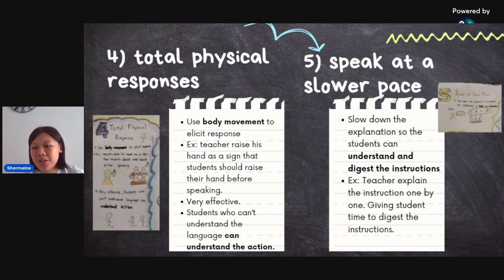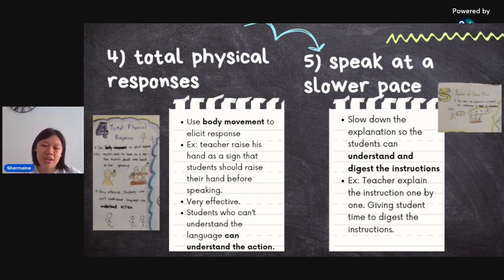So the fifth is speak at a slower pace. Slow down the explanation so the students can understand and digest the instruction. Sometimes as adults and English speakers, they will speak so fast. And the students cannot catch it because their proficiency is not that high, or sometimes they need time to digest the instruction. So the teacher should say the instruction one by one.